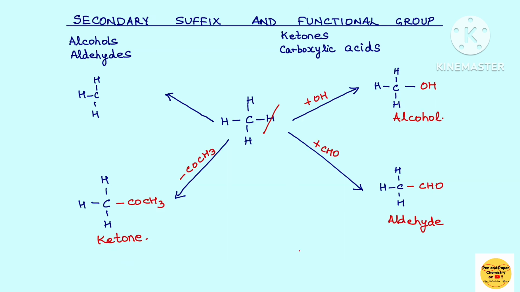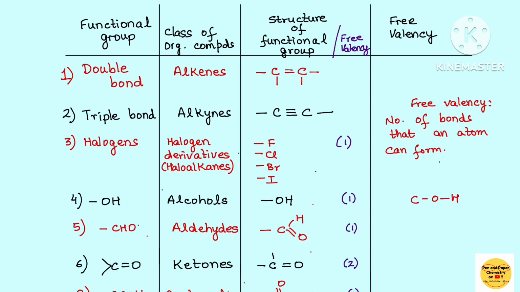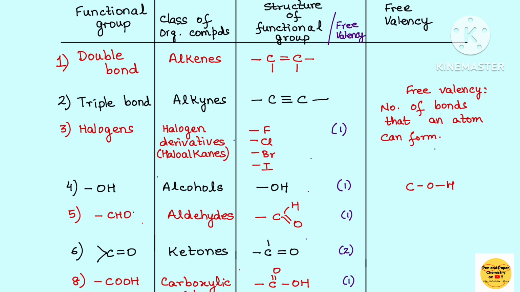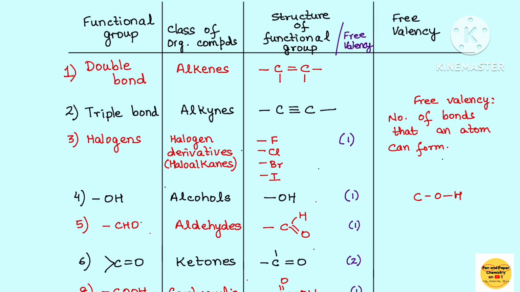So continuing from there, this COCH3 makes it a ketone. Similarly, if I replace it by the COOH group, do you recall what it is? Yes, it's called the carboxylic acid, and we have done all of these in great detail. In case you haven't seen this slide, you can make a note of this. So we have listed the functional groups, the class of organic compounds, the structure of the functional group, what is free valency and how many free valencies are there. Right?